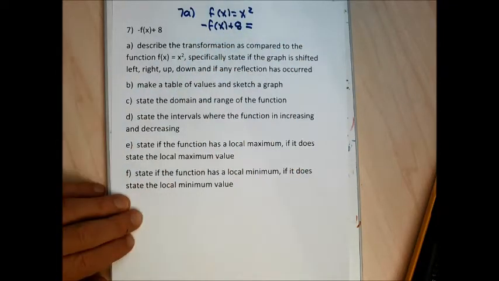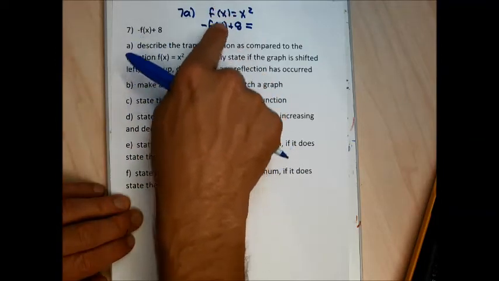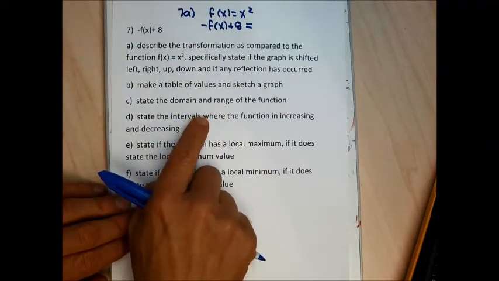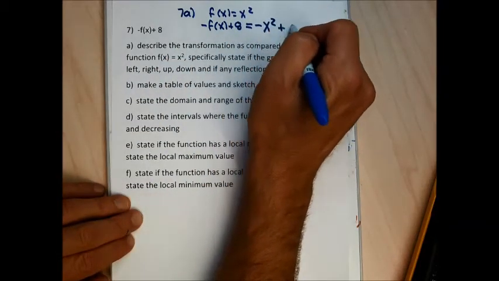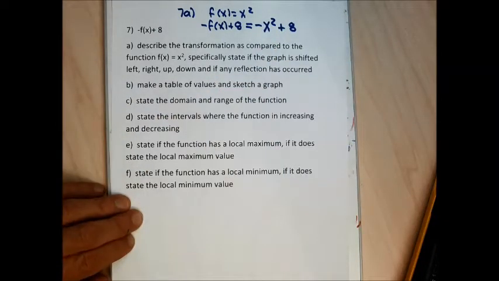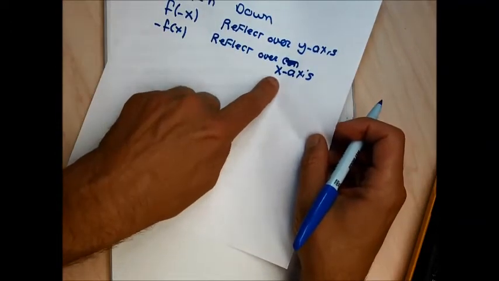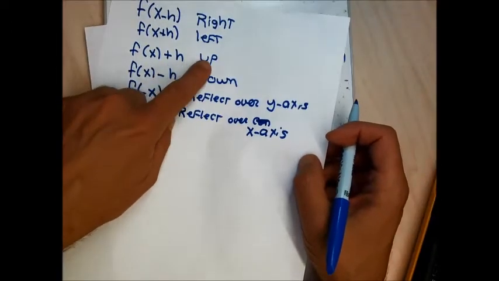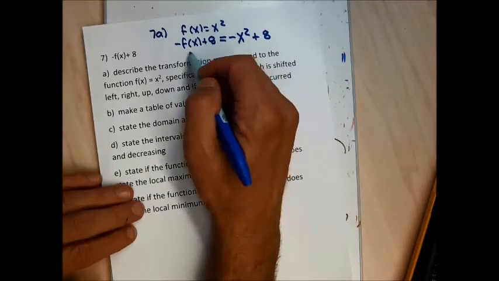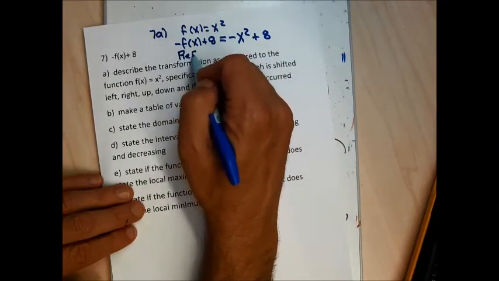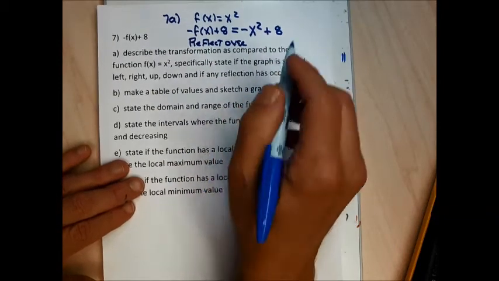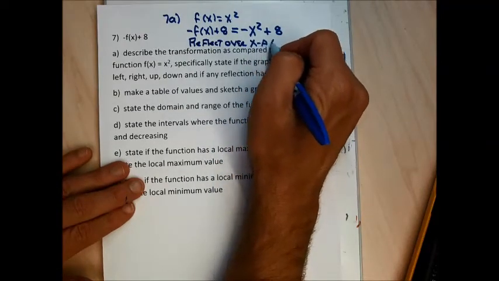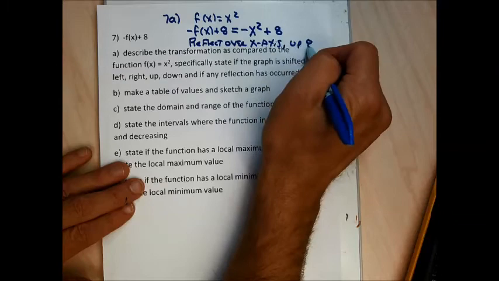I'm not going to have a parentheses in this one because the x is the only thing in the parentheses in both versions, so I don't get a parentheses. The negative's going to go in front of the x, and the plus 8's going to go after. To describe the transformation, a -f of x moves the graph over the x-axis. The plus 8 is going to move the graph up 8. So to describe the transformation compared to f of x, it's going to be flipped upside down. So I'm going to say it reflects over the x-axis, and it's moved up 8.